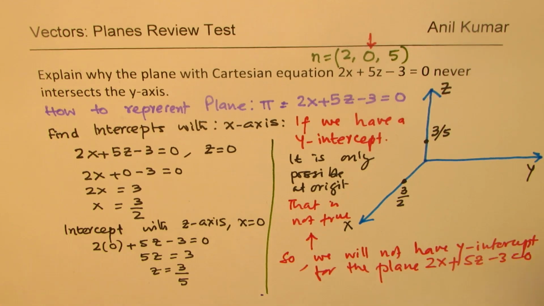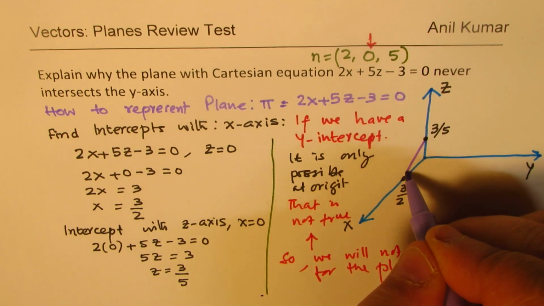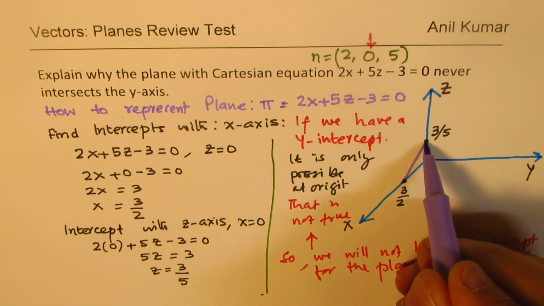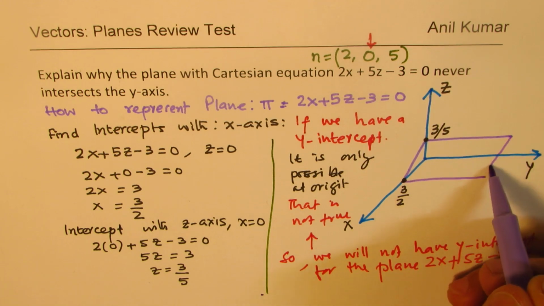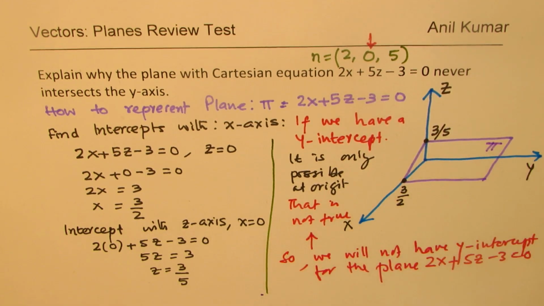So we are very close to our sketch. Let me just sketch this one. So if you have one of those parameters missing, then it is always better to find the intercepts, and we know it is never going to intersect the y-axis, so we could actually sketch it like this, and it extends to infinity. So that is my plane pi. Do you understand? So that also explains how we sketch a plane for the given equation, which is kind of like this. I hope that helps.